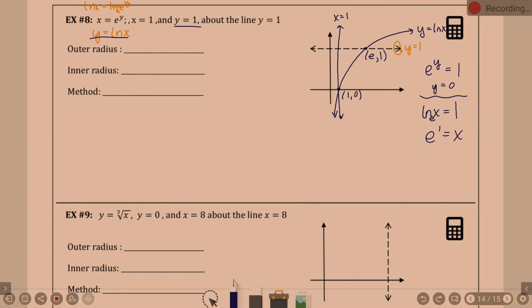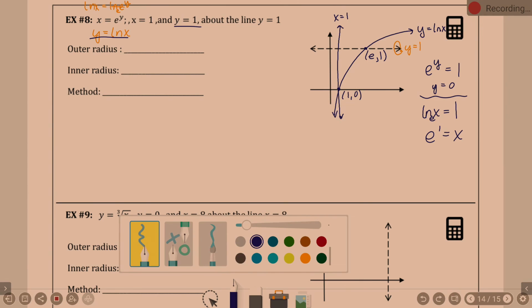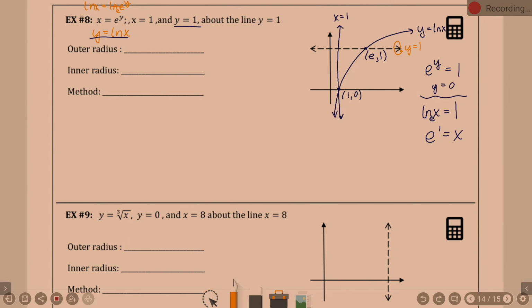Do we have a disk? Maybe. Okay, so we're bordered by my curvy natural log graph, the vertical line x equals 1, and the rotation line y equals 1. You've got to process that what I'm rotating is that piece right there.